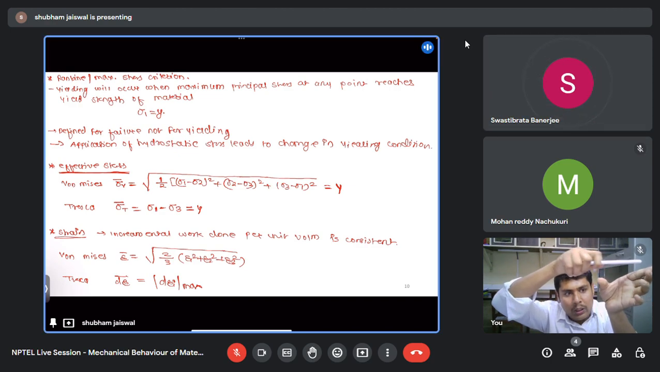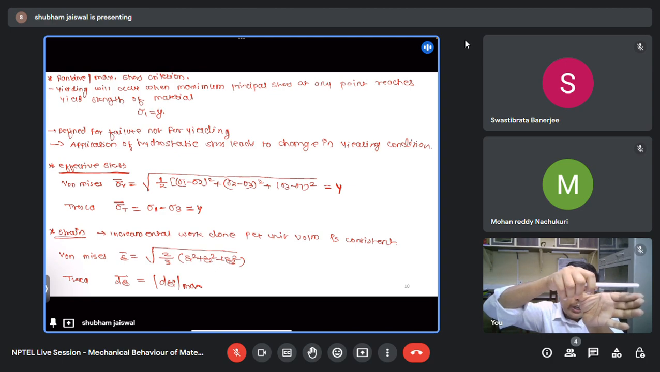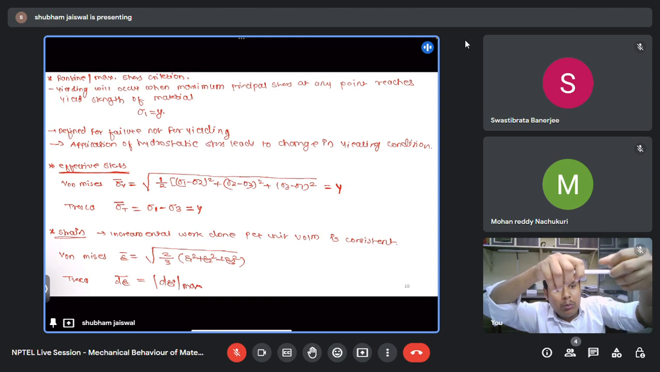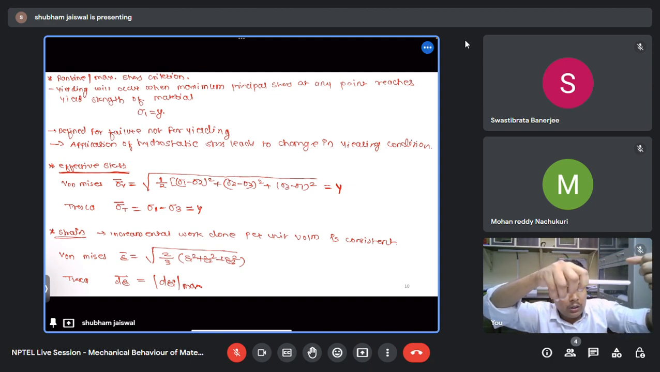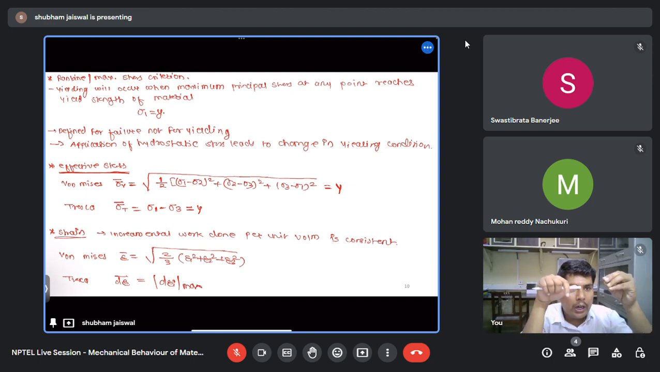Yes, sir. Okay, so because of the y component, you are trying to compress the material in this direction, but at the same time you are applying stress in this direction. So what will happen? Some resistance will be generated, and it will resist the loading in that direction. So it is not always possible to have a yield when biaxial stress is applied.